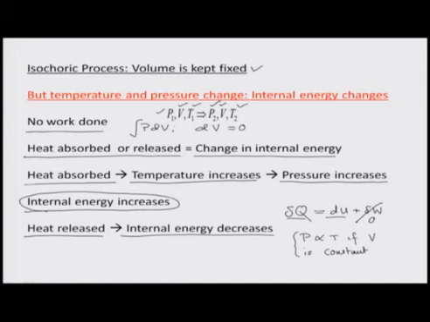In the reverse process, if delta U is negative or heat is released, that means delta Q is negative, then dU will be negative, internal energy will decrease, temperature will go down, and so does the pressure. So, this is the isochoric process.